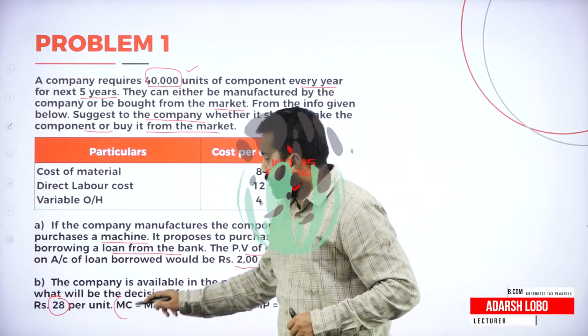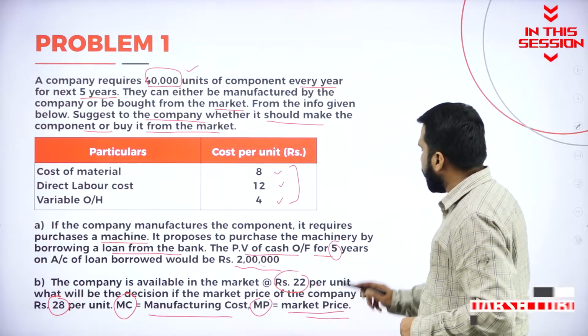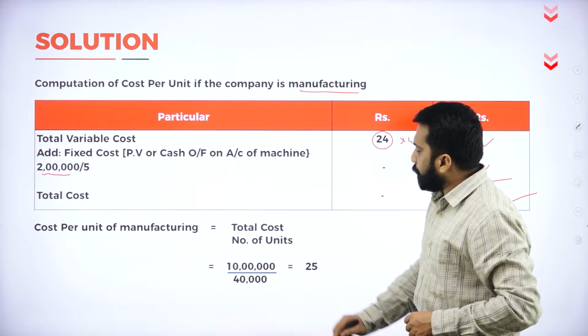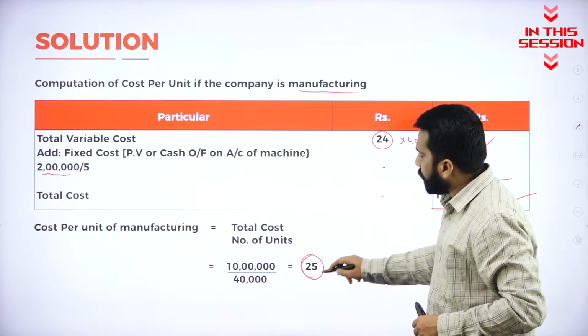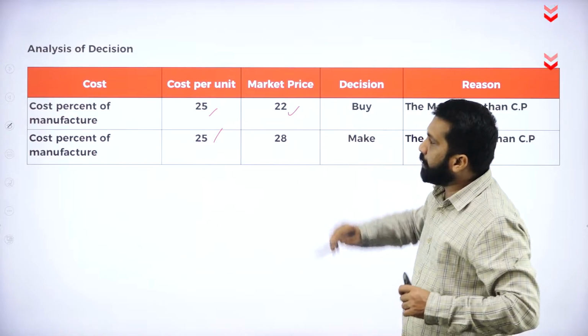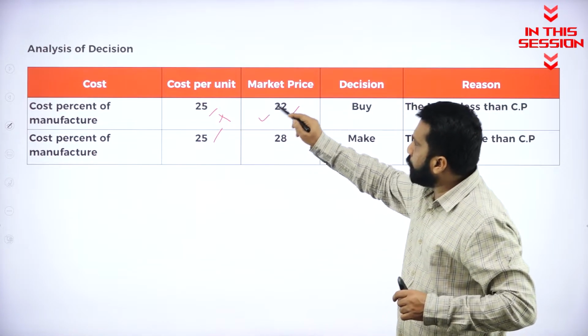Remember, MC stands for manufacturing cost, MP stands for market price. Cost per unit manufactured: 10 lakh divided by 40,000, the cost per unit is 25. It is available in the market for 22. What will you do? Stop manufacturing, go for buy.